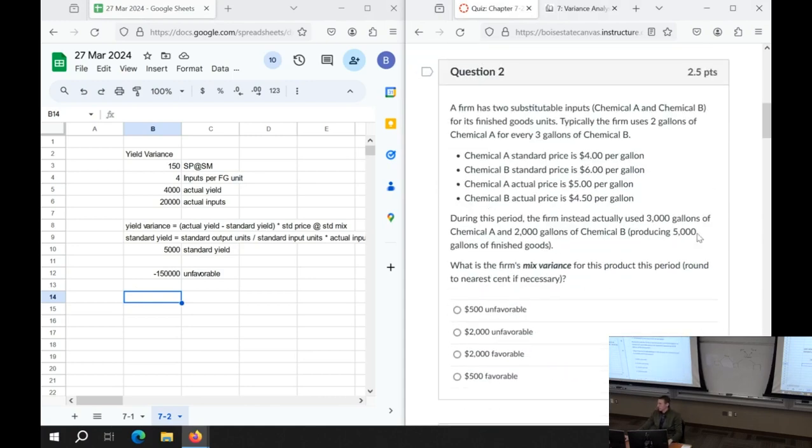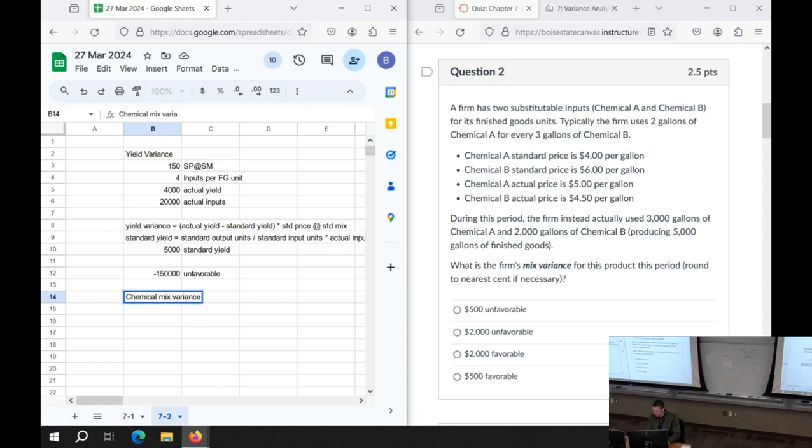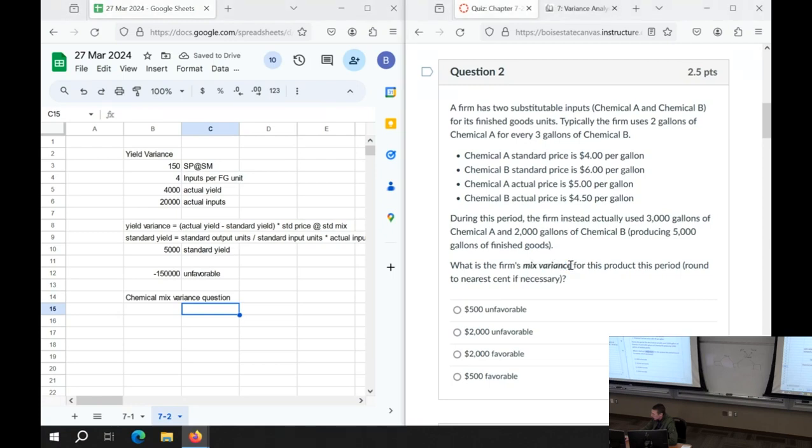With mix variances, let's look at this one right here. Oh, look at chemicals, said the Joker. Chemical mix variance question. So we're looking ultimately for the mix variance.